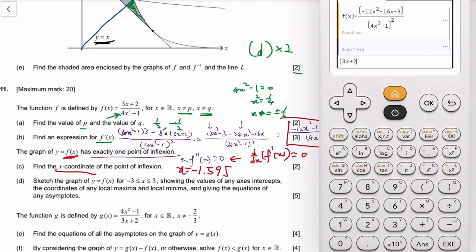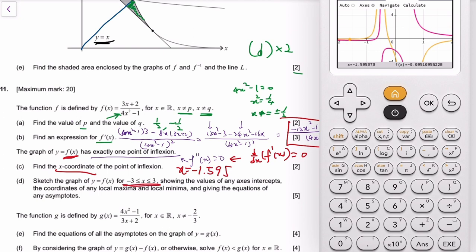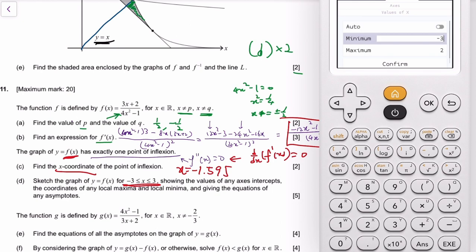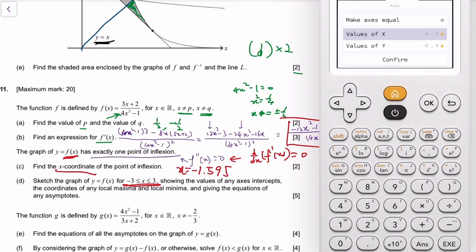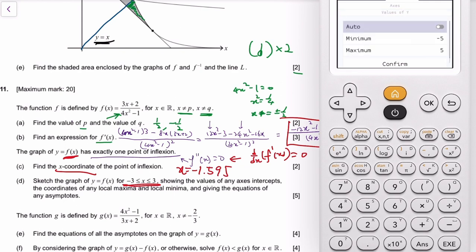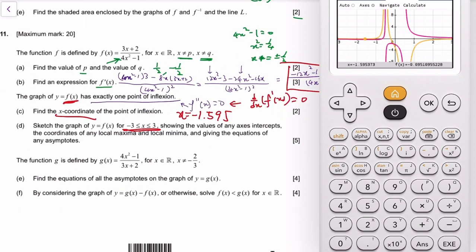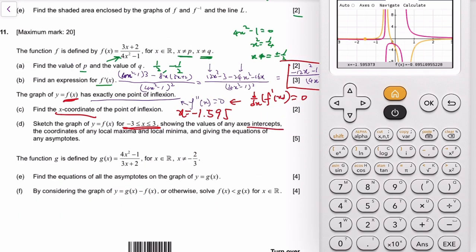2x plus 2 divided by 4x squared minus 1. So plot. Now this time they say they want x to be between -3 and 3, so we'll use that as our range. And make y bigger as well, I guess. Is the red one for this case? So I'll need to include all the intercepts, local maximum, minimum, and asymptotes.